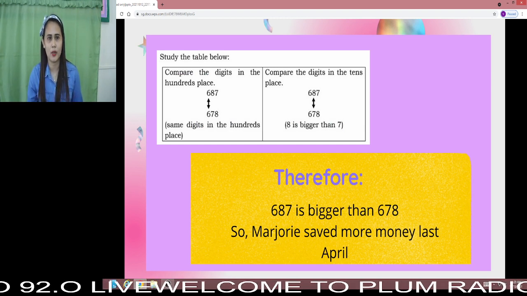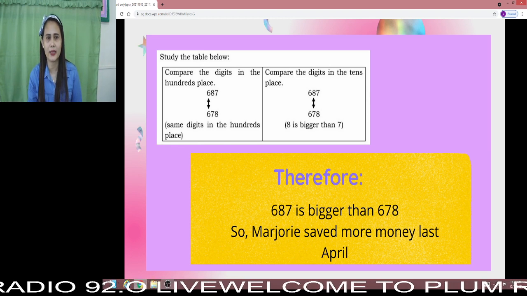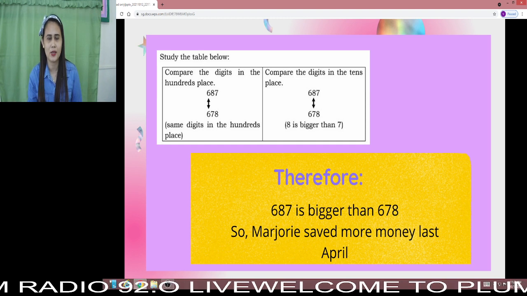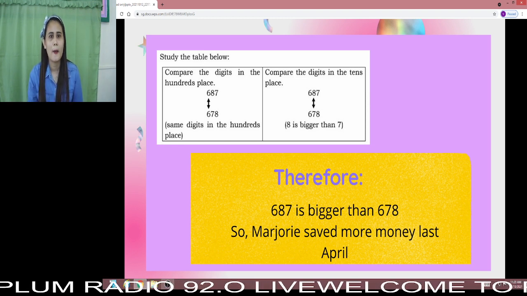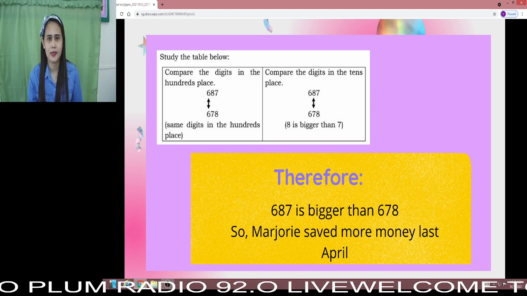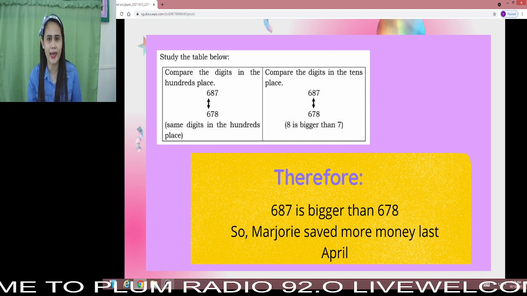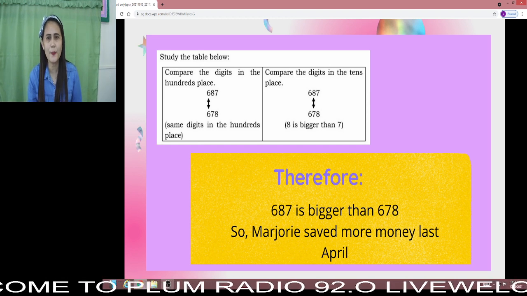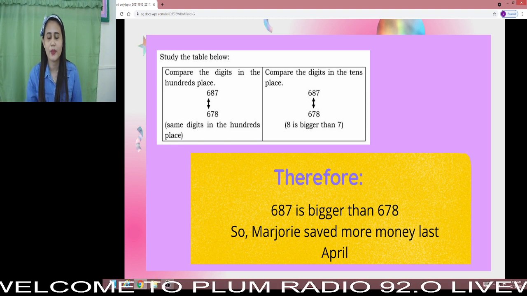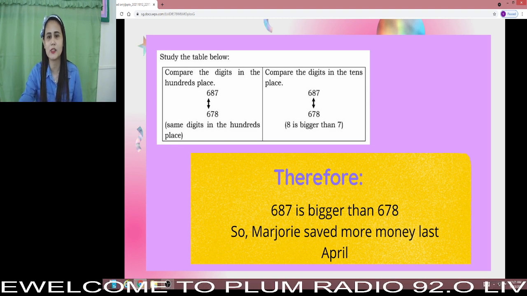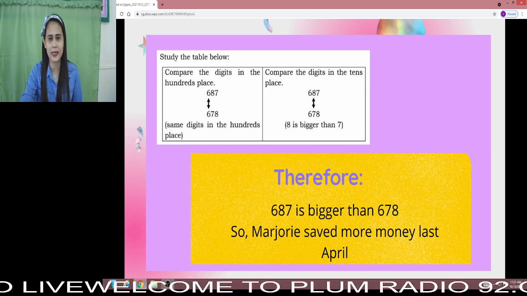Let us study the table. Compare the digits in the hundreds place. 687 and 678. Same digits in the hundreds place. So what digit is in the hundreds place? Very good. Number 6. Compare the digits in the tens place. 687 and 678. What digit is in the tens place? Very good. The numbers on the tens place are 8 and 7. 8 is bigger than 7. Therefore, 687 is bigger than 678. So Marjorie saved more money last April.